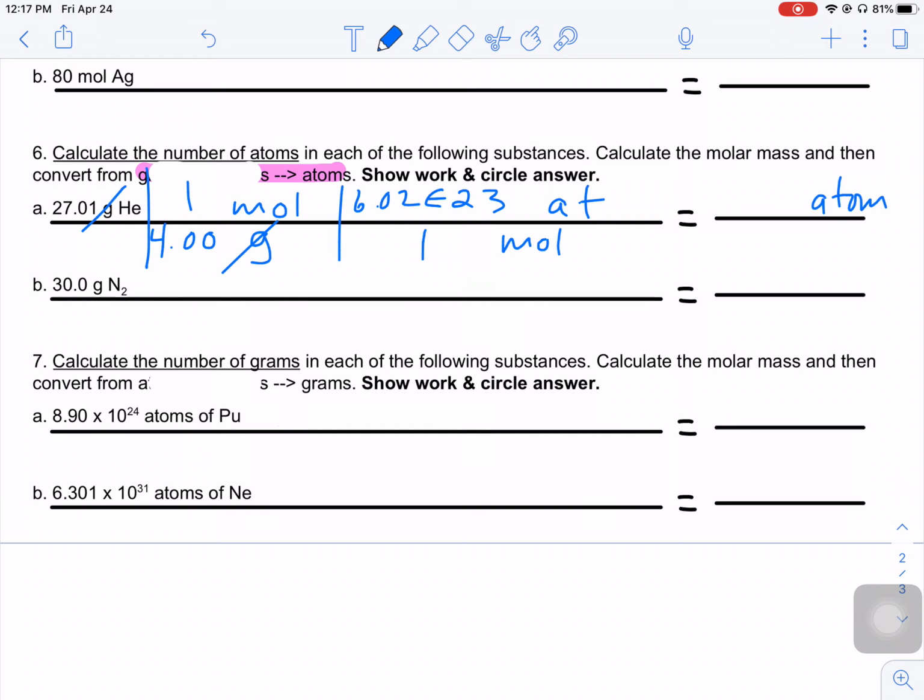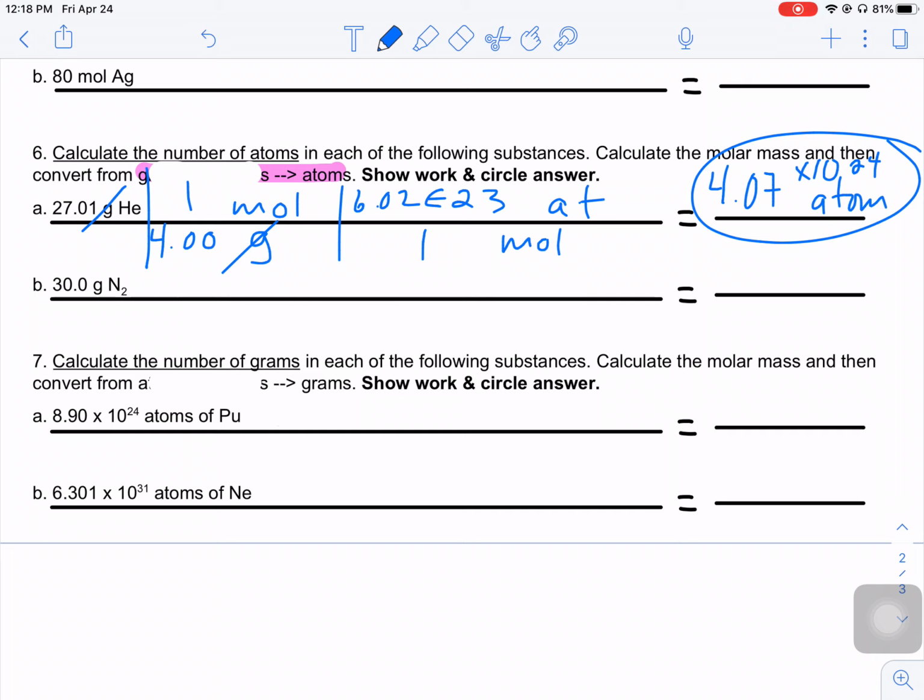So 27.01 times 1 divided by 4.00 gives me a number of about 6.7, and then I'm going to multiply by 6.02 times 10 to the 23, and my calculator gives me 4.065 times 10 to the exponent 24. So it was actually 4.06, but because the 6 was followed by a 5, I rounded it up because we can keep 3 sig figs. So 4.07 times 10 to the 24.